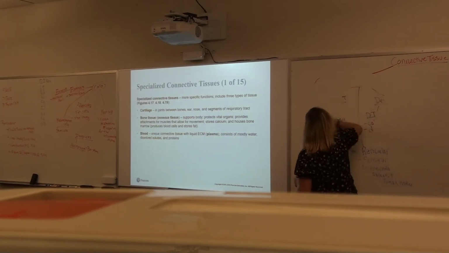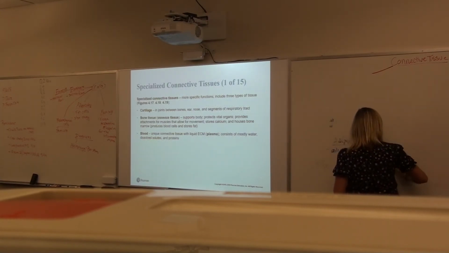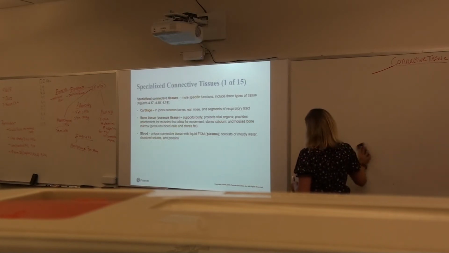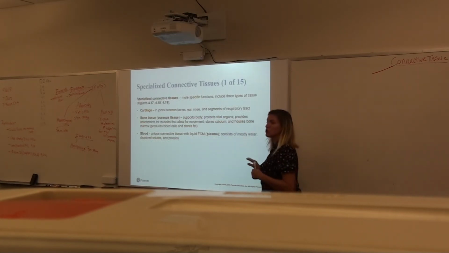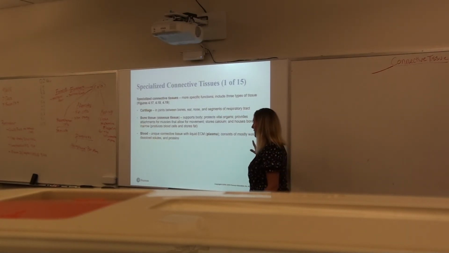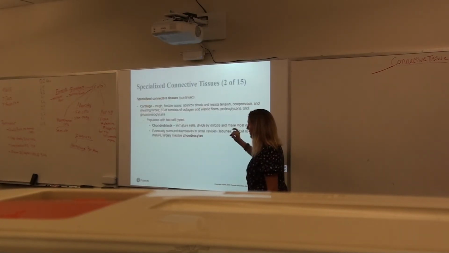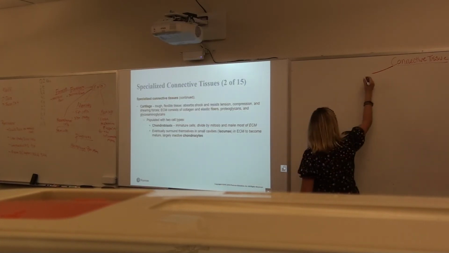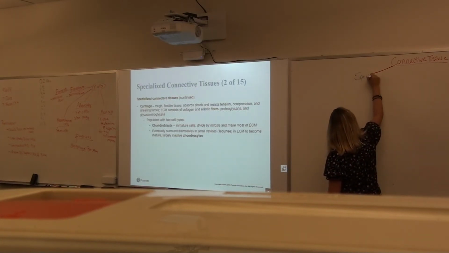So we're going to talk about cartilage and bone and blood. Cartilage, obviously, is in between joints, in our ears and nose. Bone, of course, makes up our bones, and blood has plasma. So let's talk about cartilage. So this is going to be specialized.